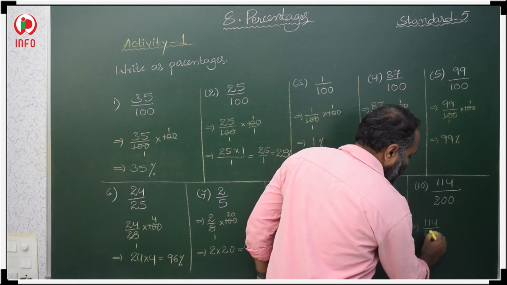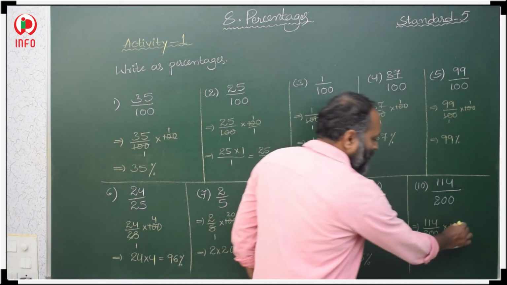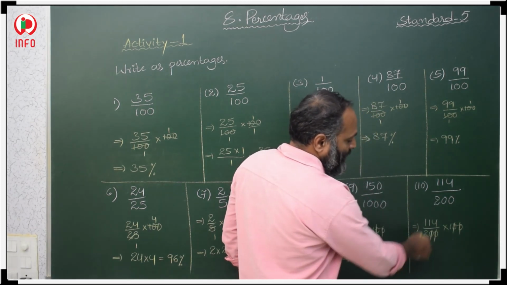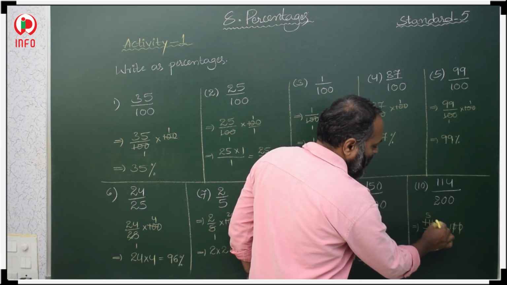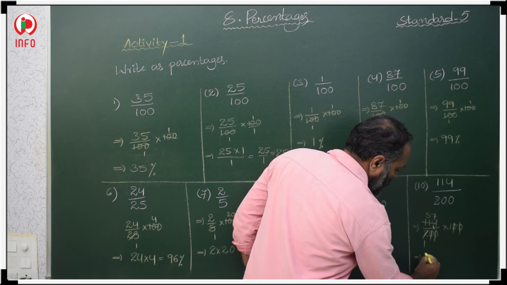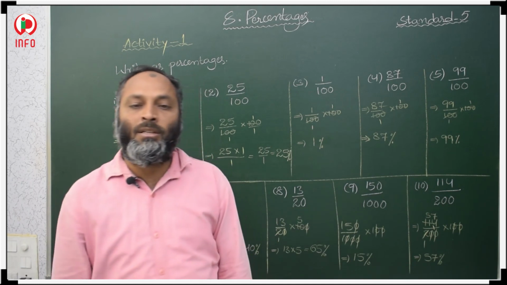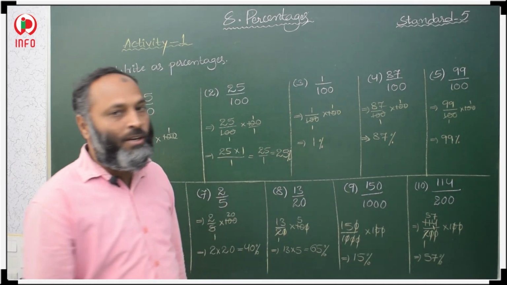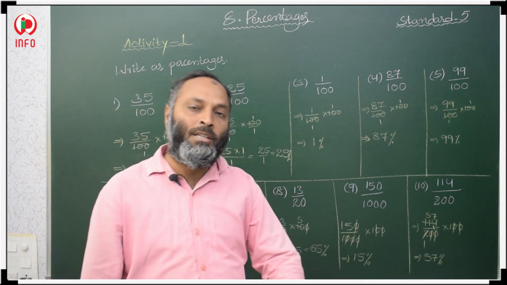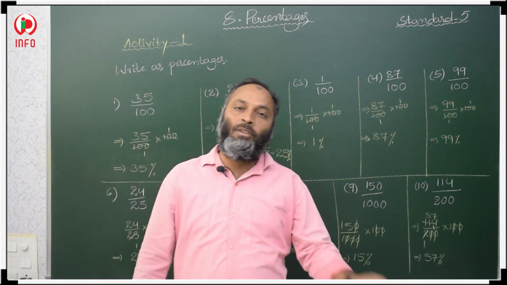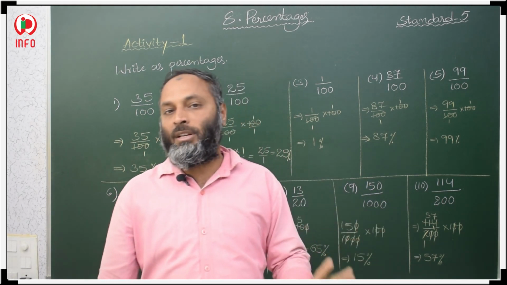Now 114 by 200. Percent means we have to multiply with 100. 2 zeros get cancelled. These two have a common factor. 2 ones are 2, 2 fives are 10. 2 sevens are 14. So 57%. Okay. Whenever a fraction is given to convert into a percentage, we have to multiply with 100, whether it is a decimal or a fraction. So we just multiply with 100, simplify it, and write your answer. Okay.